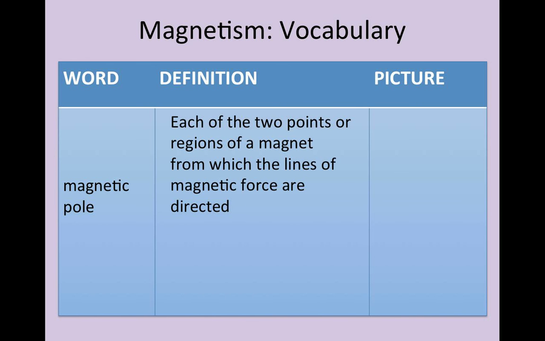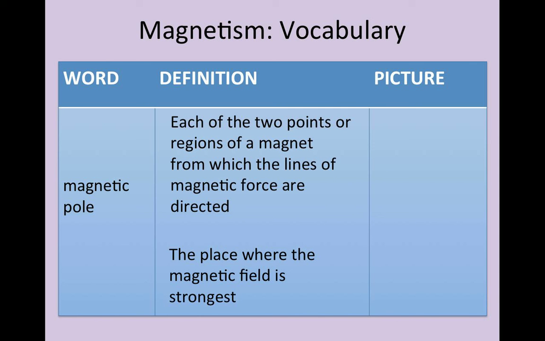Here's the complicated version. Magnetic pole, each of the 2 points or regions of a magnet from which the lines of magnetic force are directed, or the place where a magnetic field is the strongest. So some parts of the magnet, when you've played with magnets before, you've seen there are some parts that are stronger than others. So make sure you get these definitions down, pause the video if you need to.